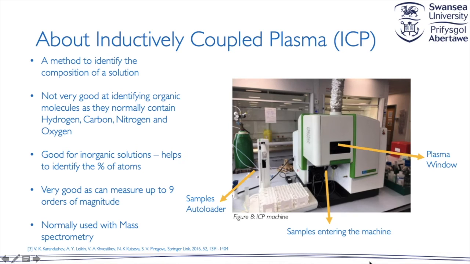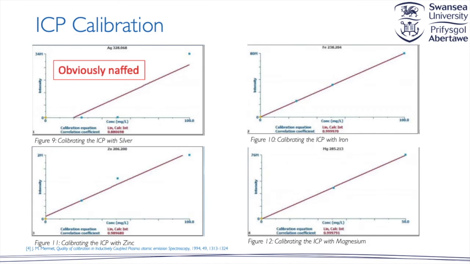So as you can see here, you have your sample autoloader, you have the samples entering the machine, and you have the plasma window. So as you can see here, this is the ICP calibration. So all metals were calibrated by the ICP at 25, 50, and 100 parts per million. As you can see, the only one that wasn't very good was the silver one, so this probably indicates that it will not pick up silver when analysing the water.